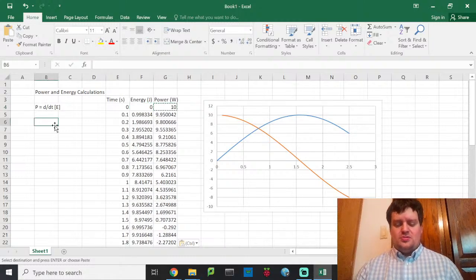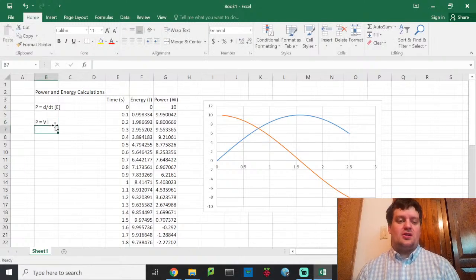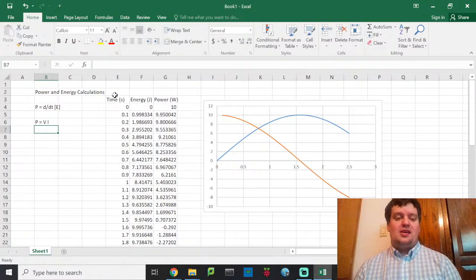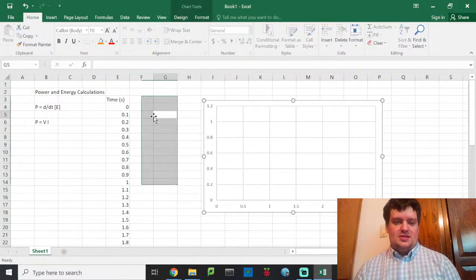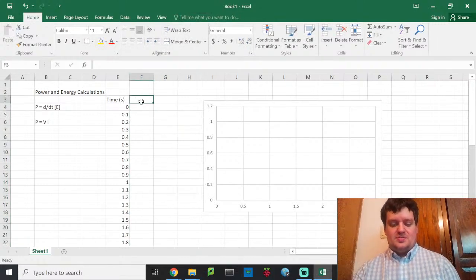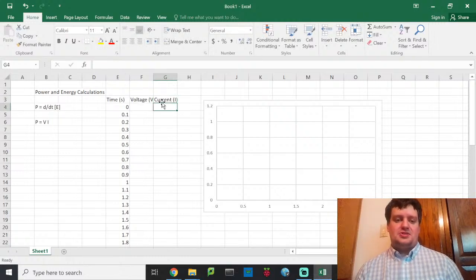Now we're going to get into the second power equation that I gave you, which is P equals V times I. Okay, or PIV, depending on how you like to write it. Here, I'm going to delete these two. And what I'm going to do is I'm going to have voltage, V, and I'm going to have current, I. Okay, now both of these are functions of time as well.